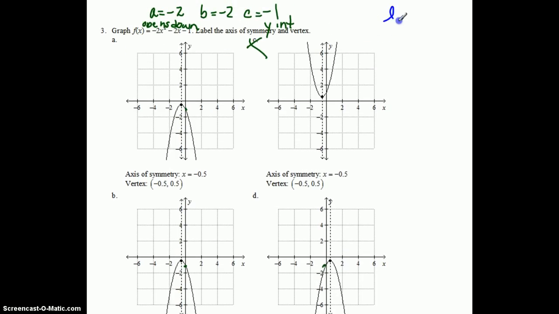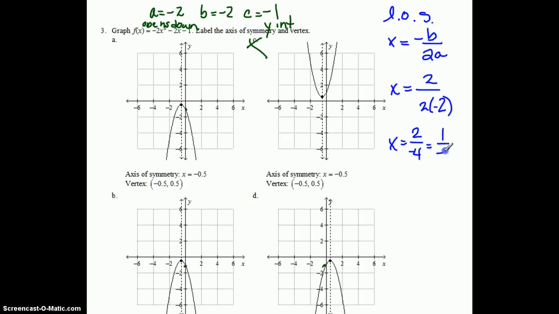First thing we need to do is our line of symmetry. So line of symmetry is x equals -b over 2a. On this one, -b means the opposite of b. So the opposite of -2 would be +2. And my a value is -2. Which means it ends up being 2 over -4, which is 1 over -2. So my line of symmetry is x equals -0.5.